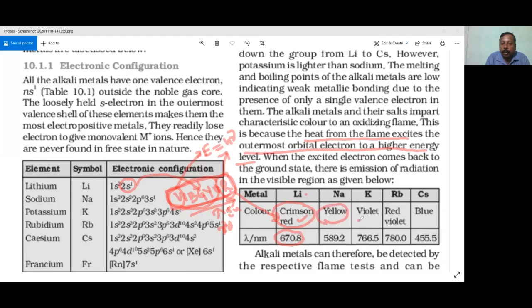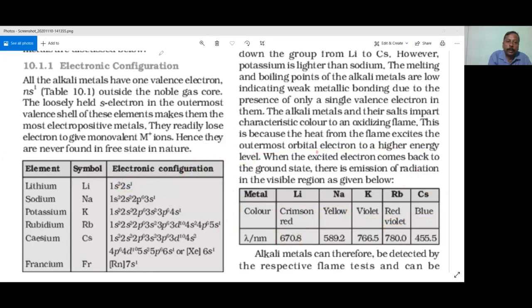Lithium crimson red, sodium yellow, potassium violet, rubidium red violet, and cesium blue. This is a very important table. You can at least make handwritten notes and write it 2 to 3 times, or make some mnemonics. Like "Lick New York", "Kendriya Vidyalaya", RRV, and CB. So you can make mnemonics so that for cesium your answer is immediately blue, for rubidium red violet, for potassium violet, for sodium yellow, for lithium crimson. You can make your own mnemonics. Don't go for the mnemonics available in the market or those which are not useful for you.